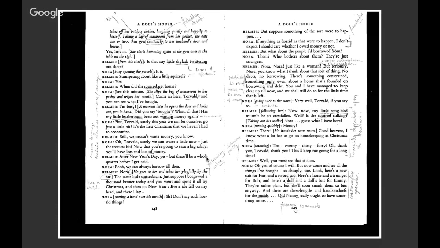This idea of my little feather brain has been out wasting money again, he is, in effect, censuring her. And again, we get this infantilization that comes from the husband to the wife, as if he's talking to his child, not someone who's supposed to be his equal in the relationship. That is not the power dynamic that is established here. It's definitely one of superiority on his part.